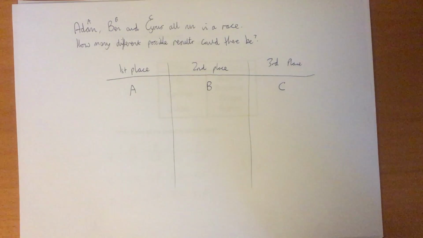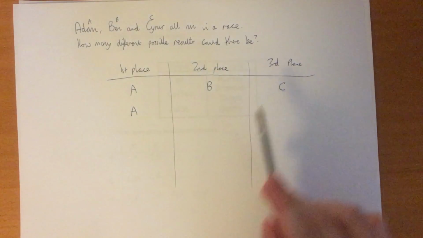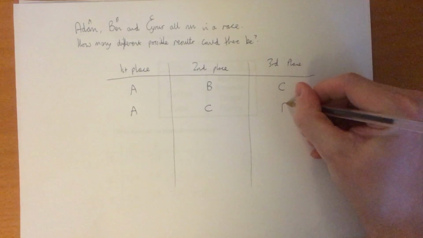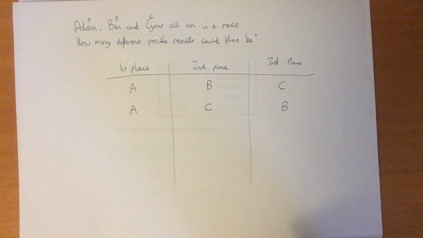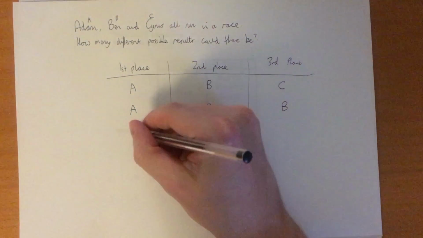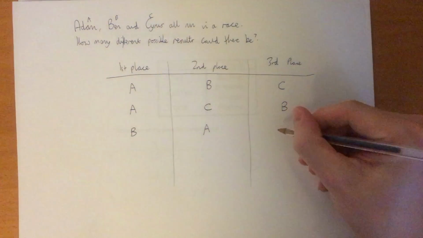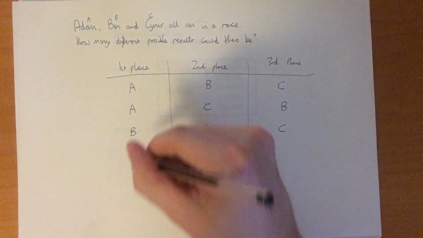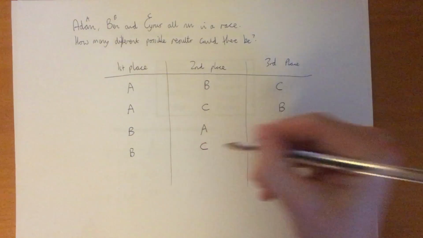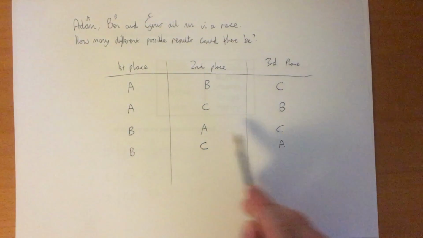That's one possible outcome. What if Adam won, but rather than Ben finishing second, Cyrus finished second? So you put Cyrus here, which therefore means that Ben would finish third. Okay, so they're the only combinations we can do if Adam wins. So let's now say Ben wins. So let's put Ben here. So if Ben wins, Adam could come second, Cyrus come third. Again, Ben wins, but this time rather than Adam coming second, Cyrus does. So Cyrus comes second, Adam comes third. So they're all combinations we can do if Ben wins.